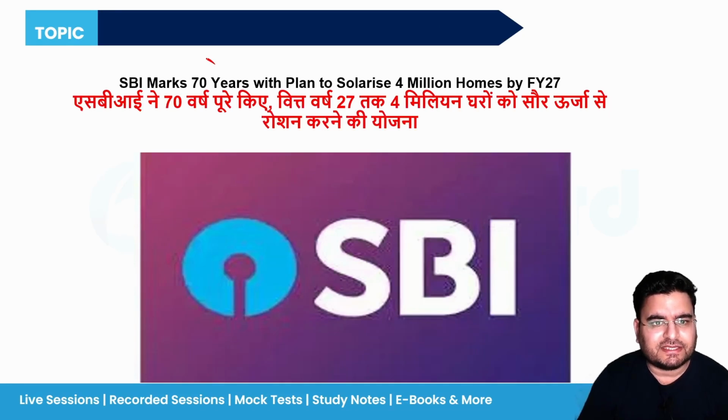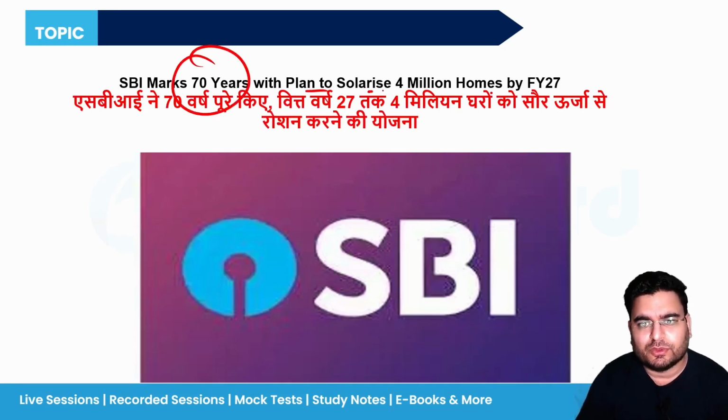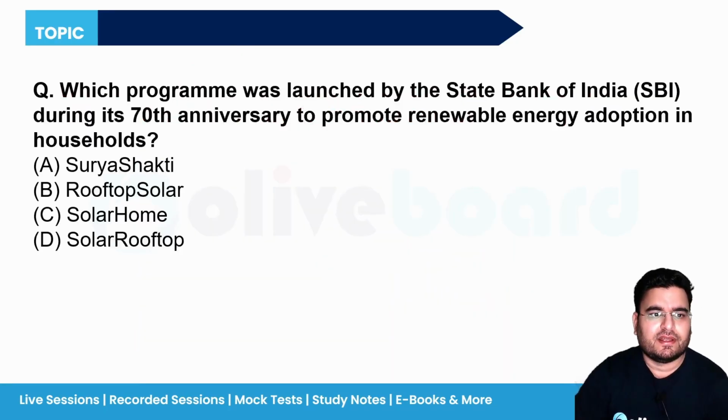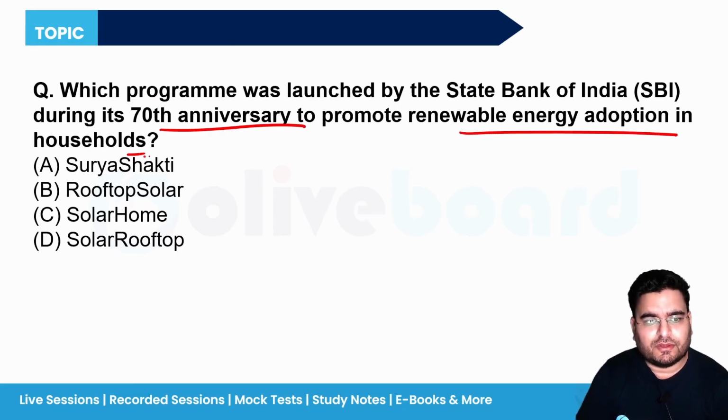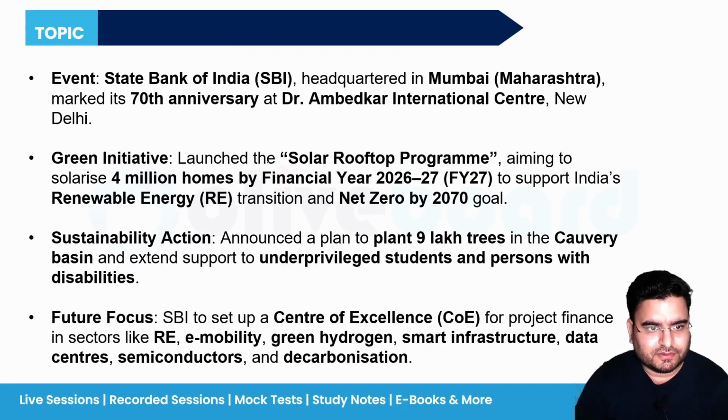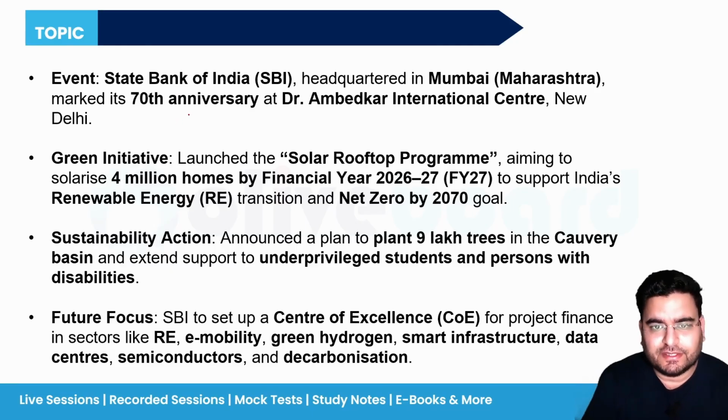Next is: SBI marks 70 years with plan to solarize 4 million homes by financial year 2027. Which program was launched by State Bank of India during its 70th anniversary to promote renewable energy adoption in households? Surya Shakti, rooftop solar, solar home, or solar rooftop? Let's see the answer. First, see the news.